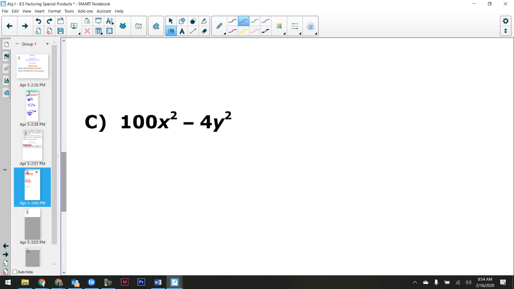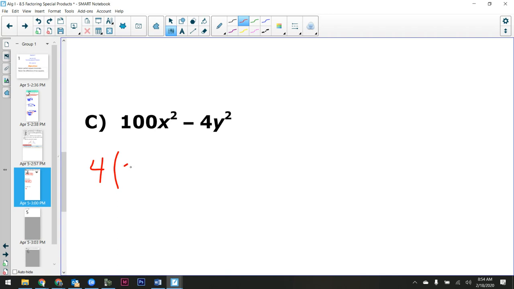What do I check first? Does this have a GCF? Yes. What is it? 4. See, I bet a lot of you guys started saying, ooh, 100 is 10 squared, and 4 is 2 squared, right? Yeah, don't go with the flow chart. GCF first.